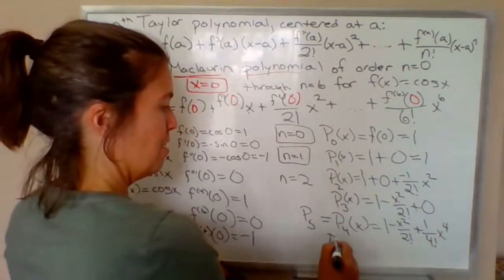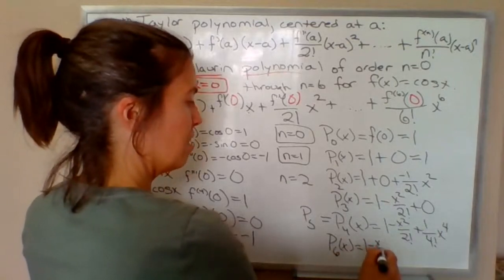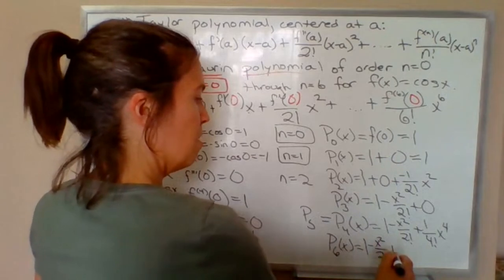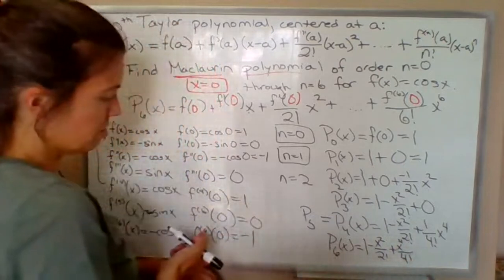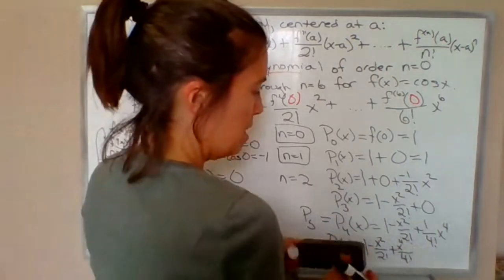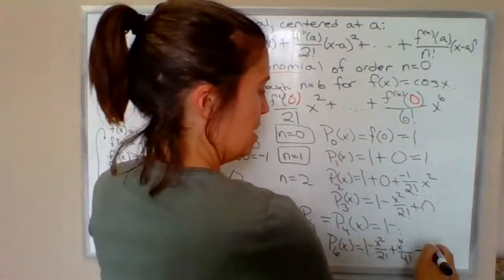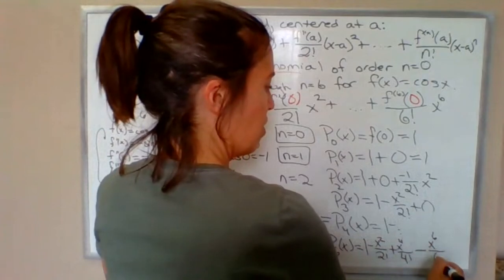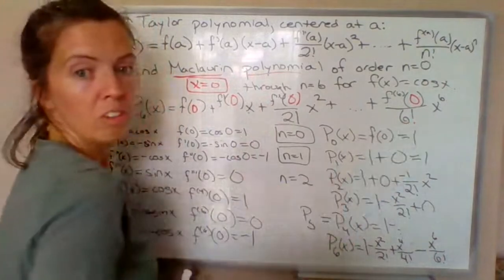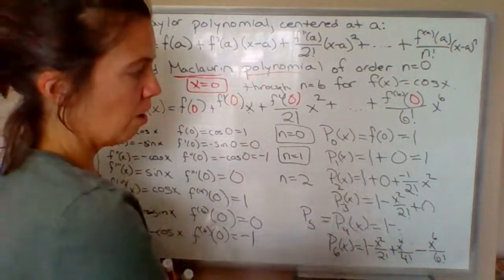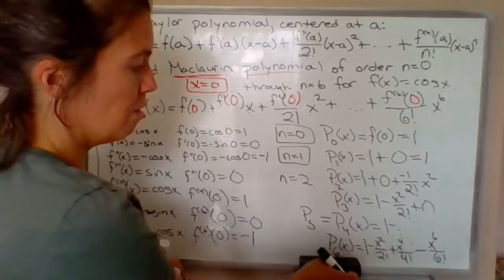So last one, I can actually fit it on the board here. P6 will be the sum where we left off: 1 minus x squared over 2 factorial plus x to the 4th over 4 factorial. Sorry, it's so small down here. And then the n equals 6 term is -1. So I'm going to have to erase the P4 for a minute. This will be minus x to the 6 over 6 factorial, because it's the -1 times x to the 6 over 6 factorial there. So there, here are the first Maclaurin polynomials for cosine of x.